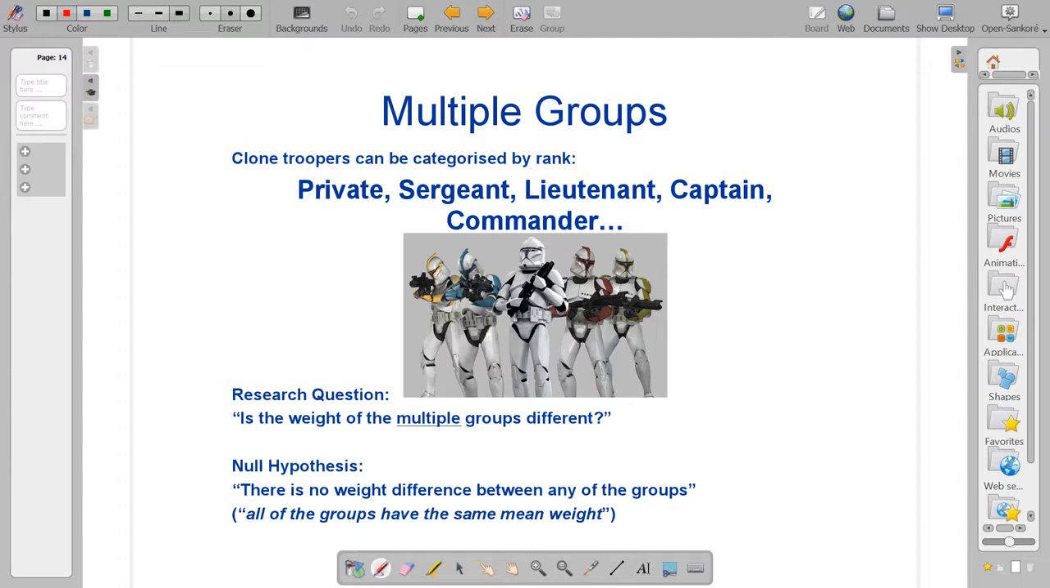The new question that I have is: is the weight of multiple groups different? Here I've called it groups. For me personally, the question is: is the weight of the multiple ranks of stormtrooper or clone trooper different? Consequently, I have a null hypothesis, and I only have a single null hypothesis here, and that is that all of the groups have the same weight. Sabah would like to contribute.